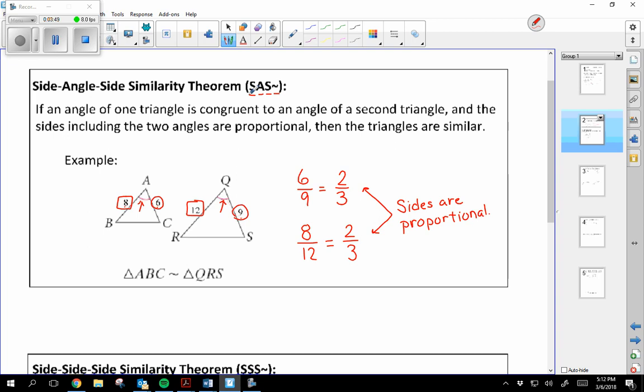So because we have two pairs of sides that are proportional and the included angles are congruent, then I know that these triangles are similar by side, angle, side similarity.